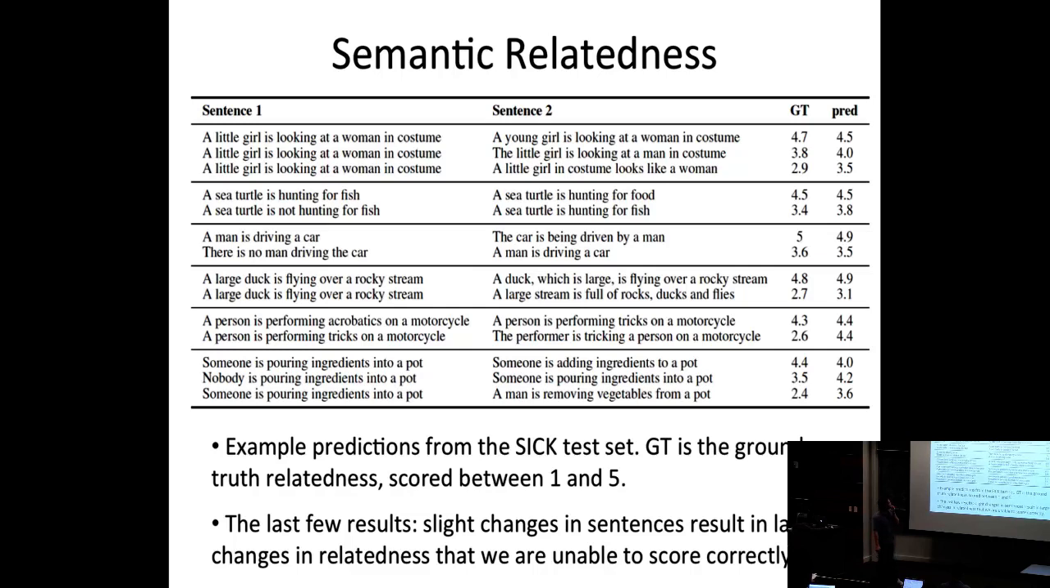Here's an example where the model is failing. A person is performing tricks on a motorcycle. The performer is tricking a person on a motorcycle. Right? The model says they mean the same thing, but they don't really mean the same thing. This is an example where the model is really failing. But if you look at the top one, the person is performing acrobatics on a motorcycle, the person is performing tricks on a motorcycle, the model says these two things mean the same thing.